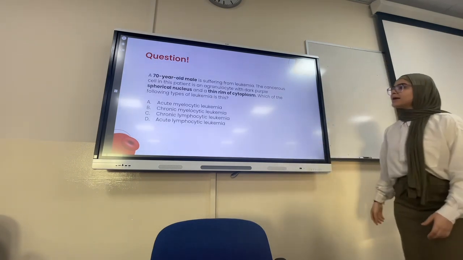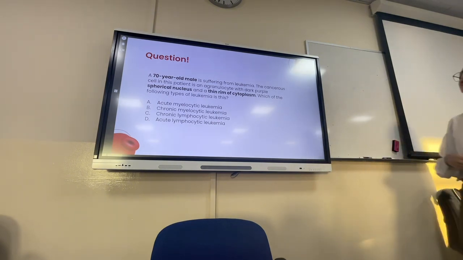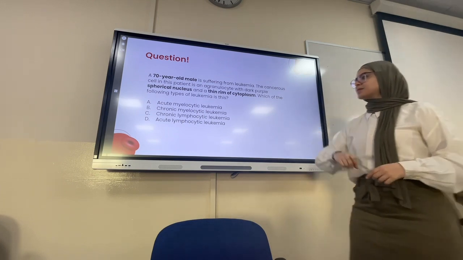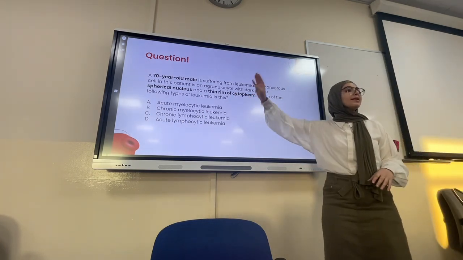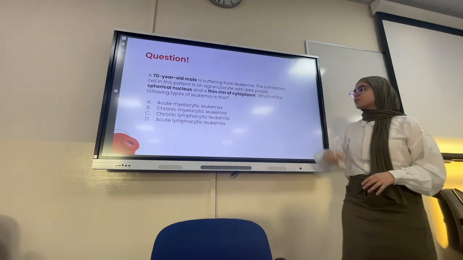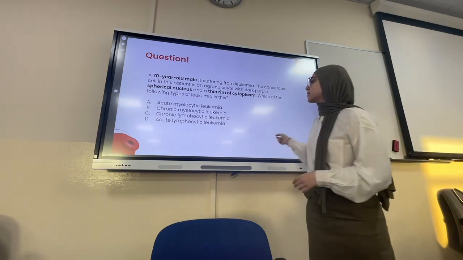A 70-year-old male is suffering from leukemia. The cancerous cell in the patient is an agranulocyte with a dark purple spherical nucleus. So which of the types would it be? Now, 70-year-old male, meaning is it going to be chronic or acute? Chronic. If it's a spherical nucleus with a rim, what would it be? Lymphocytic. So the answer is chronic lymphocytic leukemia.